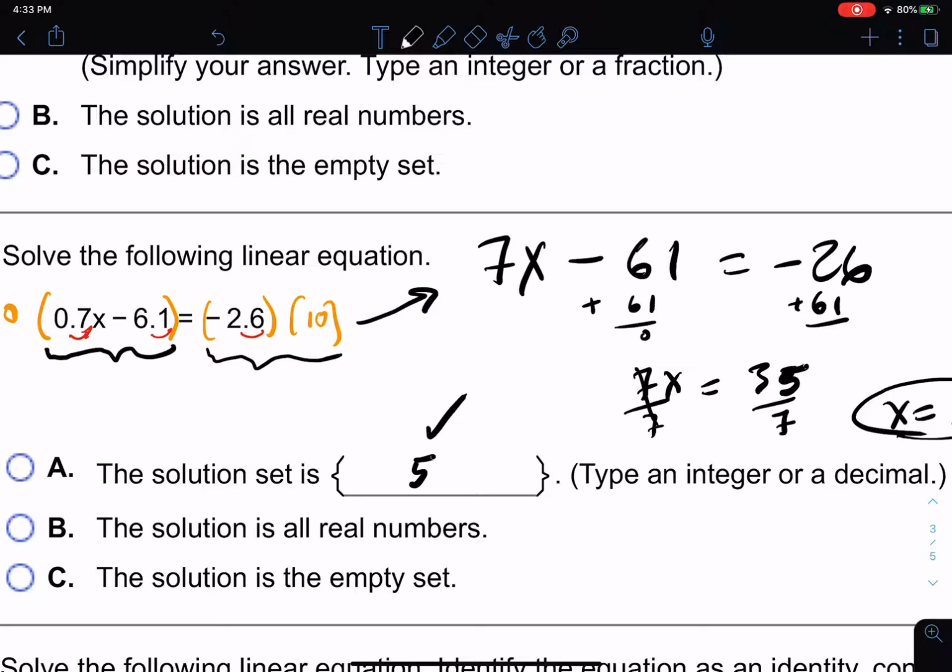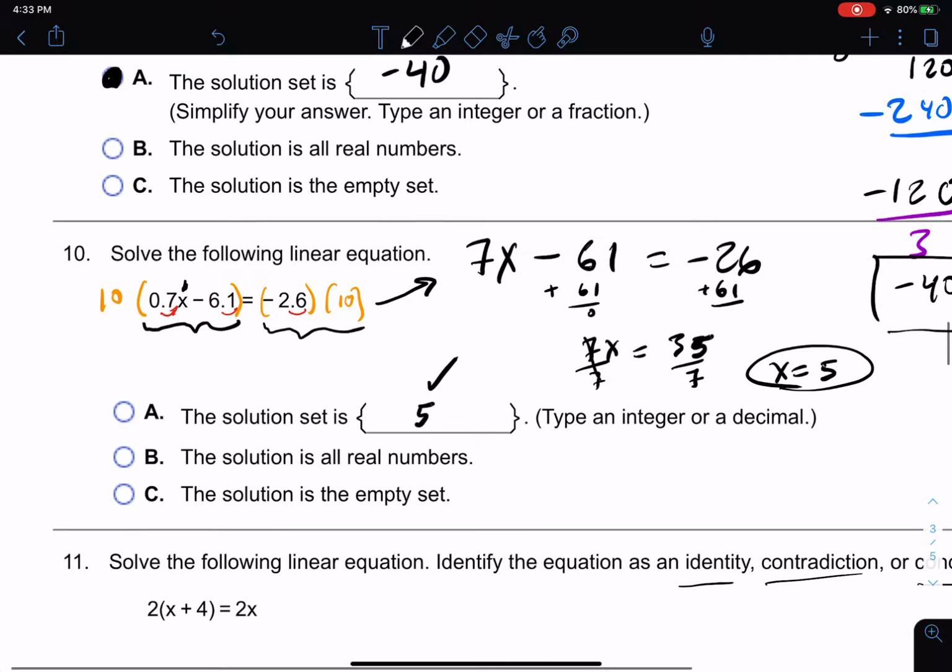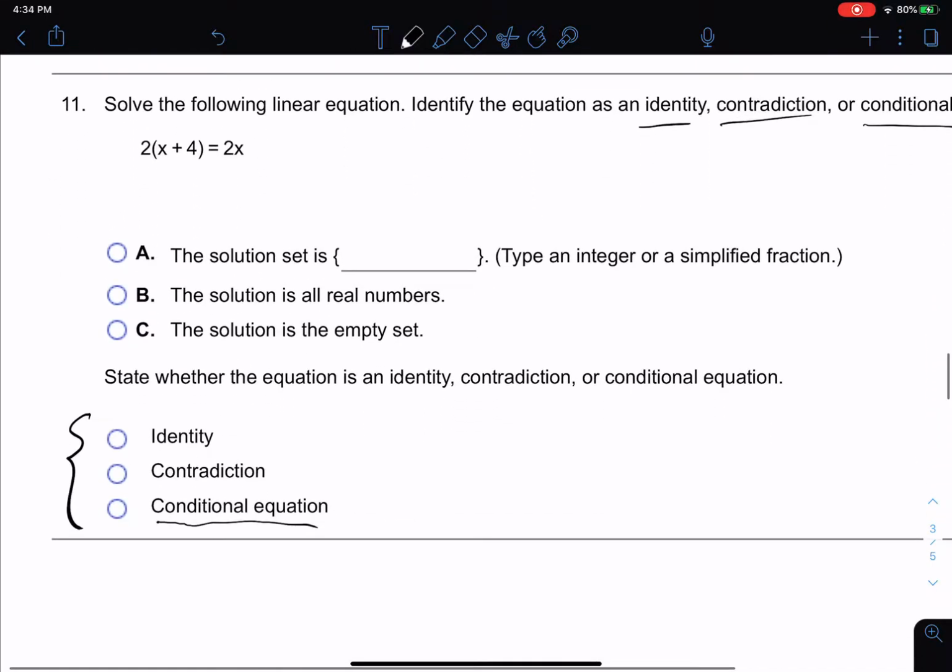If you put 6 in there, the left side won't equal the right side. If you put 100 in for x, the left side will not equal the right side. But if you put in a 5 for x, the left side will equal the right side. So that is considered a conditional equation. It's equal based on the condition that you pick the right number. A contradiction is when, like if I said 5 equals 4, that's a contradiction. That's not true. An identity is when the left side equals the same thing as the right side. So we'll get into this.